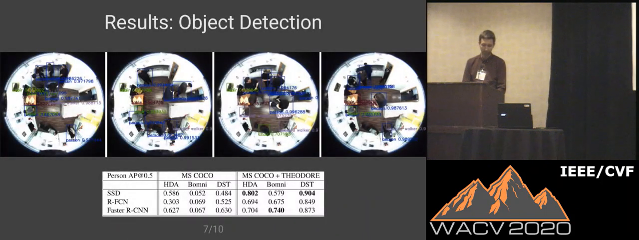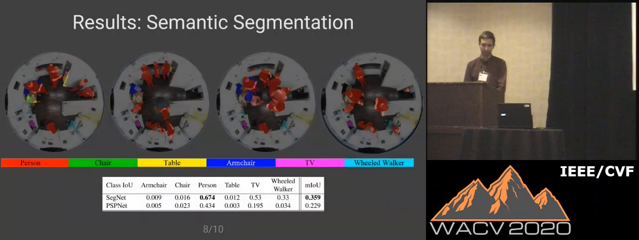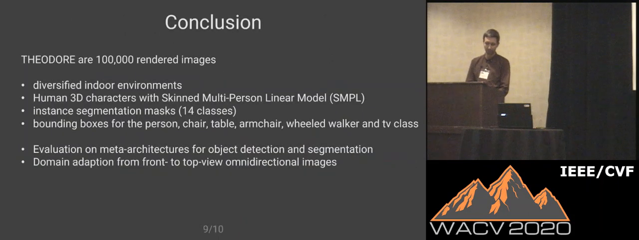Results. Our object detection baseline consists of 3 state-of-the-art object detectors trained on COCO. Here, evaluation was done on HDA, Bomni, and our own annotated data. For the person class, we reach an AP of 0.8 on HDA and 0.99 on our dataset with SSD. For semantic segmentation, we evaluate on 2 architectures, SegNet and PSPNet. This was done on 6 classes with a class IOU of 0.67 for person and a mean IOU of 0.36 on our own annotated data. Let's come to a conclusion.